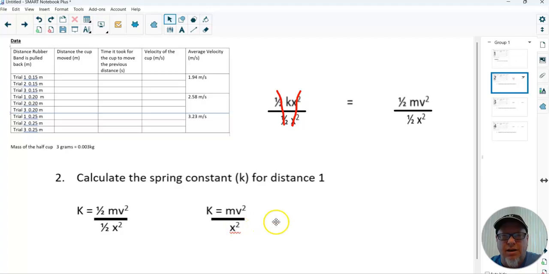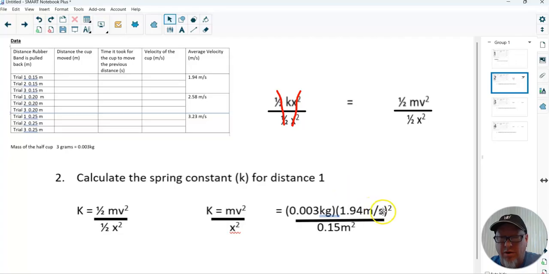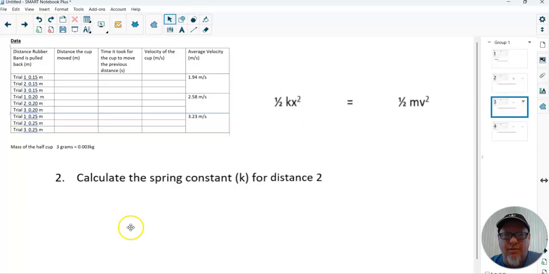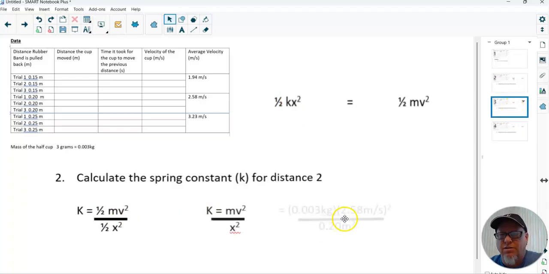So, plugging in my numbers: mass of 0.003, velocity of 1.94, distance I pulled back the rubber band, 0.15. I'll let you do that math, but you get a spring constant. I did the exact same thing for the second spring, or the second distance, where I pulled it back 0.2. And when I pulled it back 0.2, the cup went with a velocity of 2.58. That makes sense. The more energy I gave to the rubber band, the more energy the cup had, so it was moving faster. I'll let you do that math to figure out what the spring constant was.